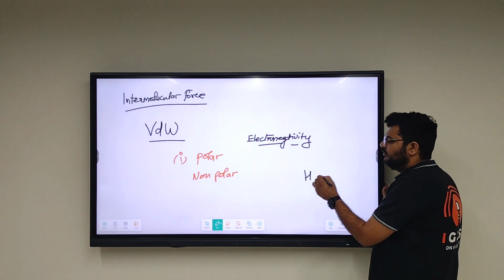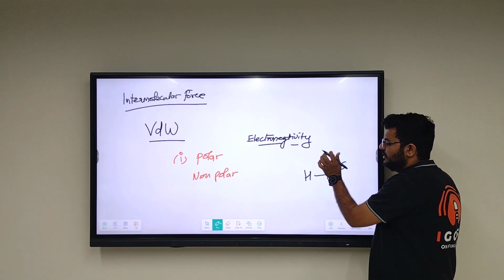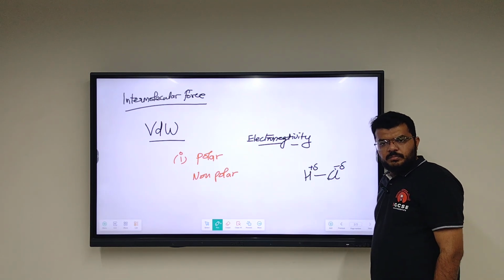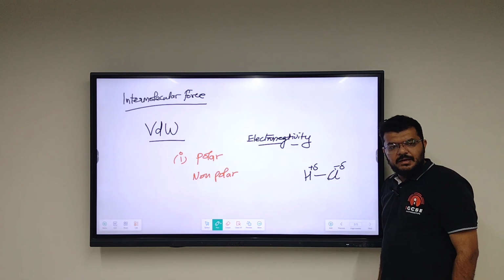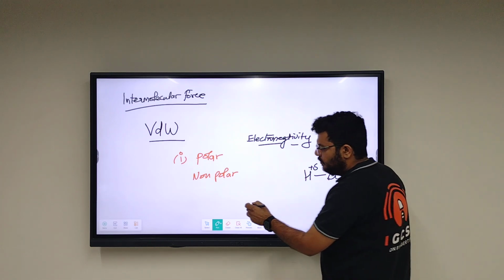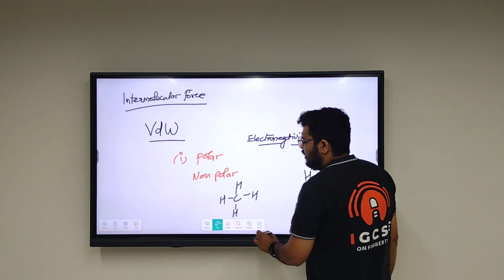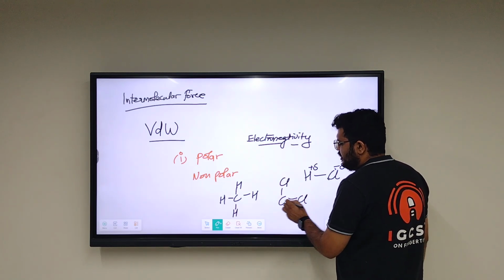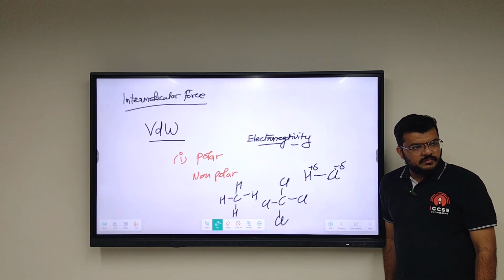What will happen if there is a difference in electronegativity? One of them will be permanently slightly negative and one of them will be permanently slightly positive, because of which there will be a constant dipole. These compounds are known as polar. What will non-polar look like? Either there is no electronegative pull, or if there is an electronegative pull, it is equal on all sides such that no poles appear.